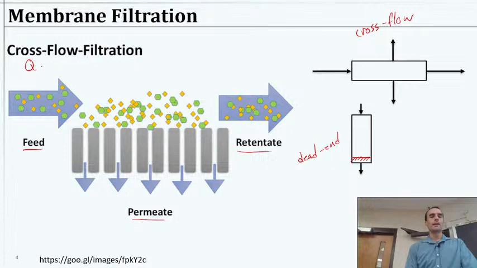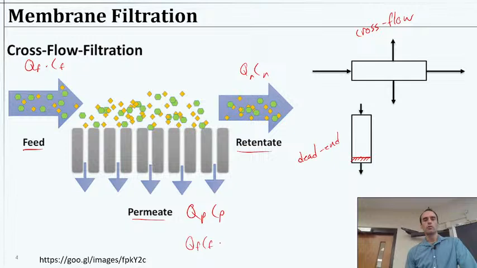And so we could say the Q feed times whatever concentration is in the feed, if we call that the Q feed and the concentration in the feed, and the Q in the retentate and the concentration in the retentate, then we have some flow for the permeate concentration there. We could see that just based on the mass balance, what's going in should equal what's going out, right? So QF, CF should equal QP, CP plus QR, CR. Likewise, we can do a water balance and the same thing happens, right?